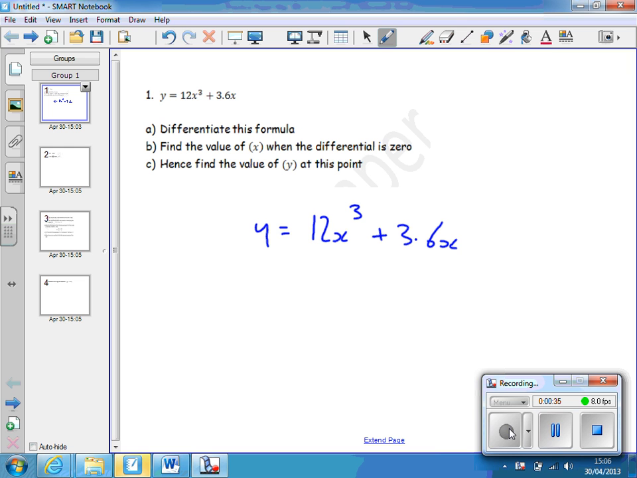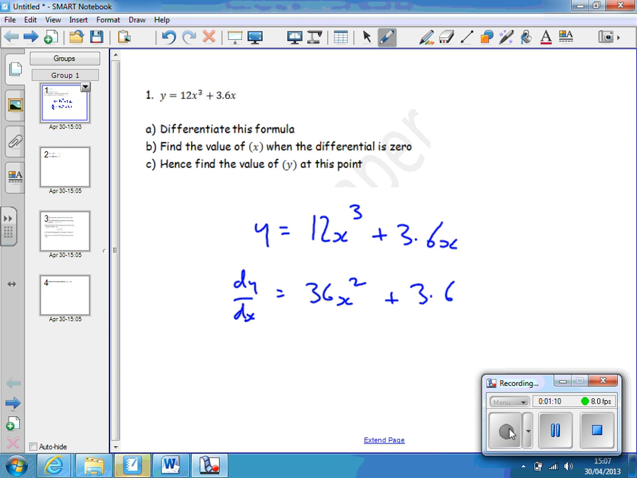We bring the power down, multiply it by the number in front, and then take 1 off the power. 12 times 3 is 36, x cubed becomes x squared. And in this term, the x disappears and we're left with 3.6. This, of course, is now the differential, so dy by dx equals that. So that's the differential function, that's part A done. And in the exam there'll be a couple for you to have a go at, so you can just demonstrate that you can actually differentiate a function.